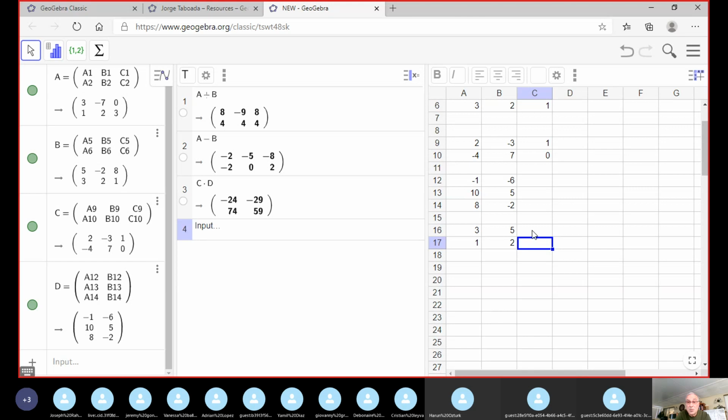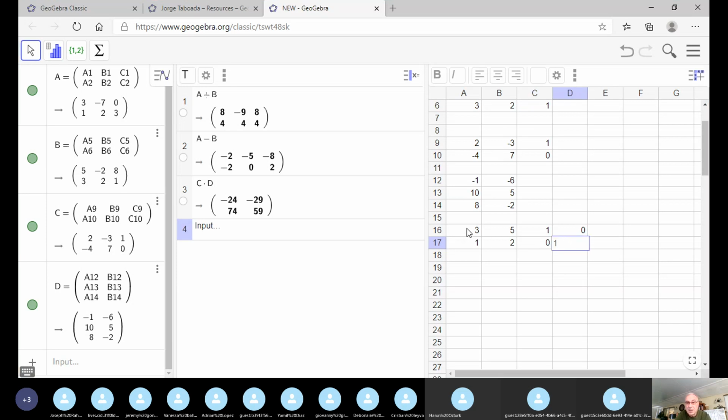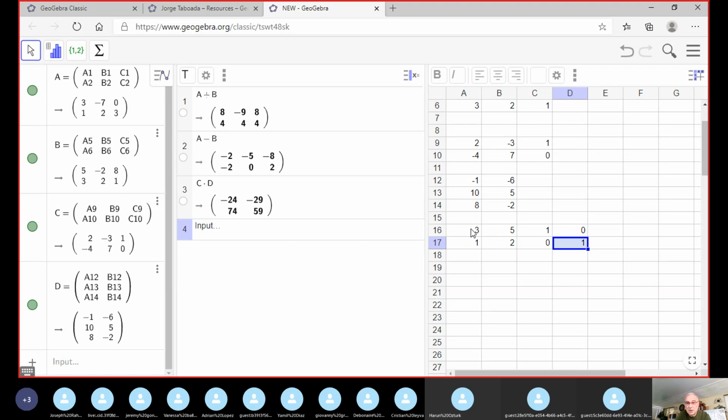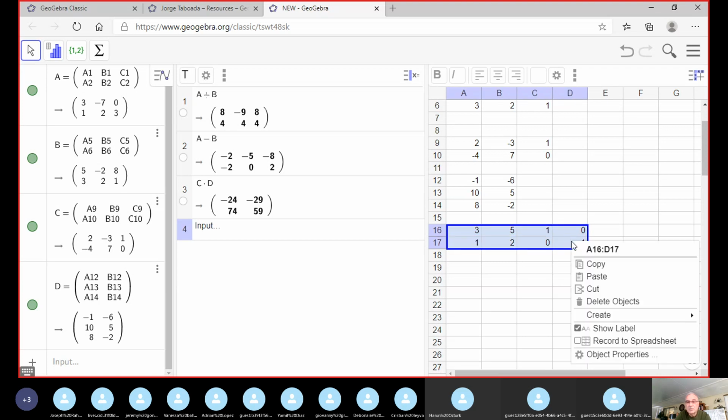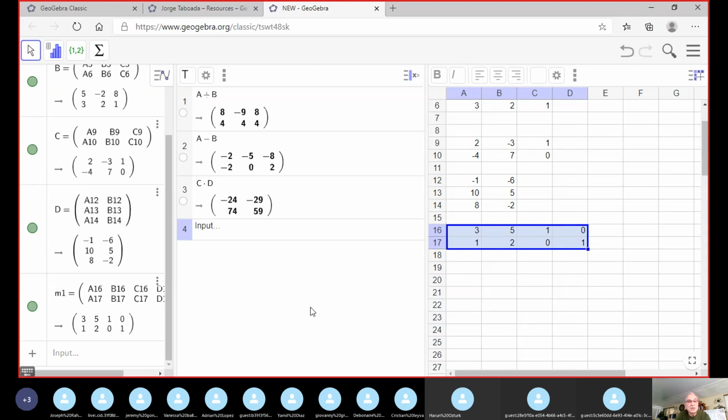I want to copy the augmented matrix, which is formed by the original matrix and the identity matrix together: 1, 0, 0, and 1. I formed this big matrix, which by the way has dimension 2 by 4. Create matrix. I don't care about the name. The name is not important. And matrix 1.